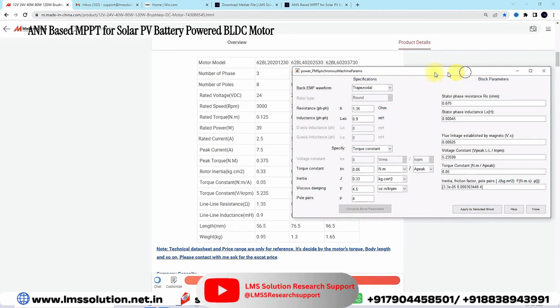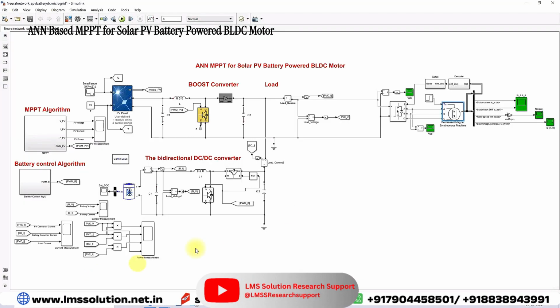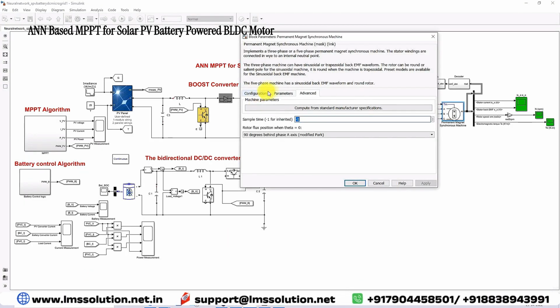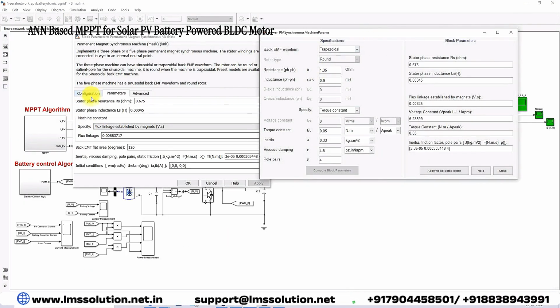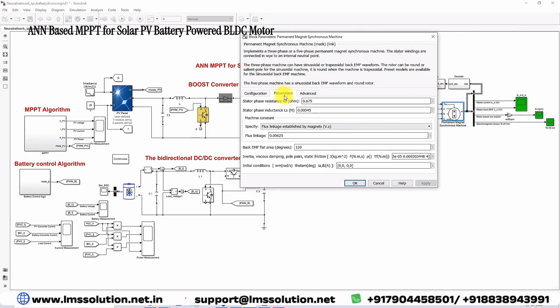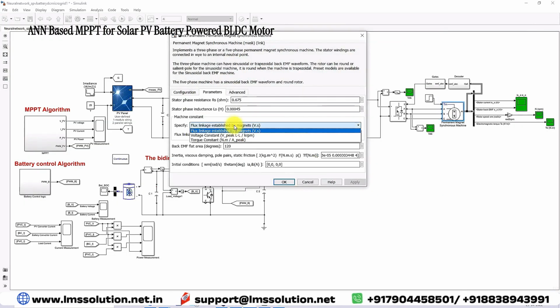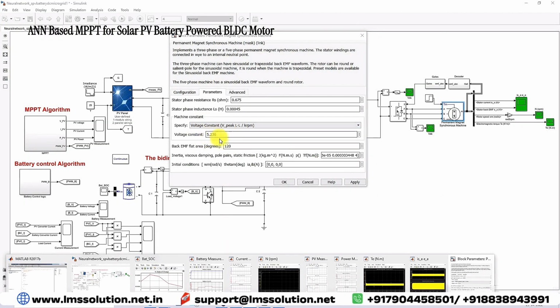This is the block parameter we have computed. You can see the parameter details here. The stator phase resistance is 0.675 and the stator phase inductance is 0.0045, and then you have to click apply. Here you can see the same parameters will be reflected here. That means flux linkage, voltage constant. Here the voltage constant is 5.236.